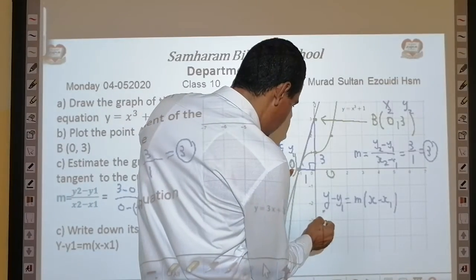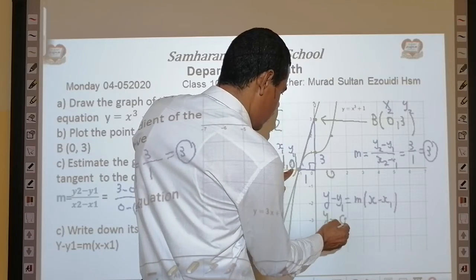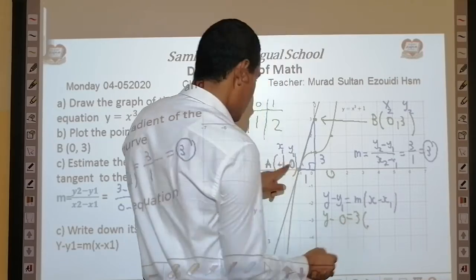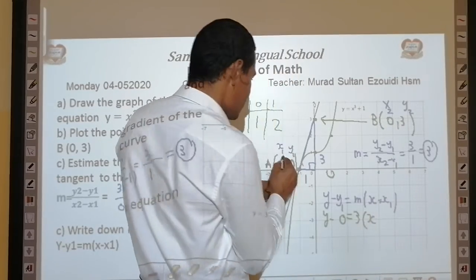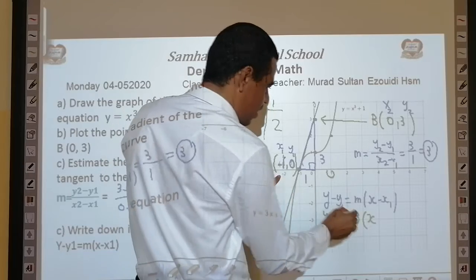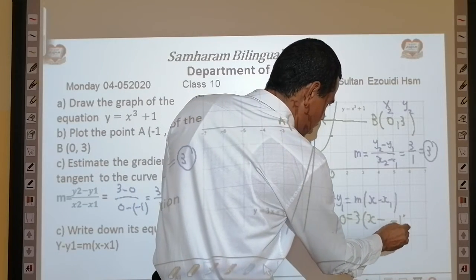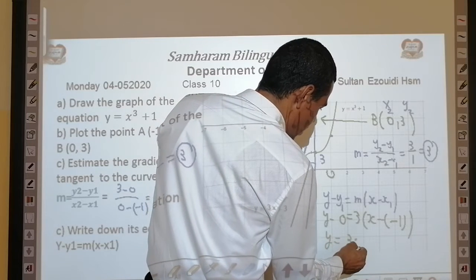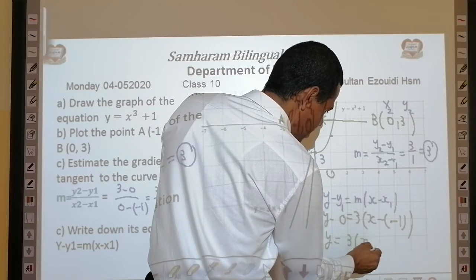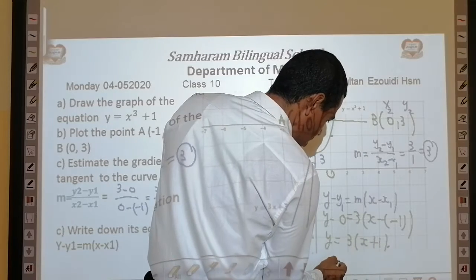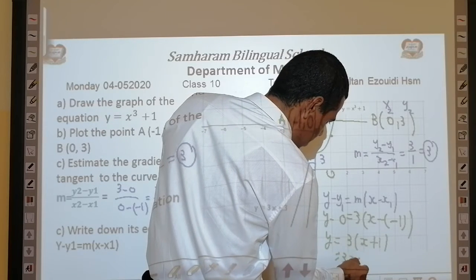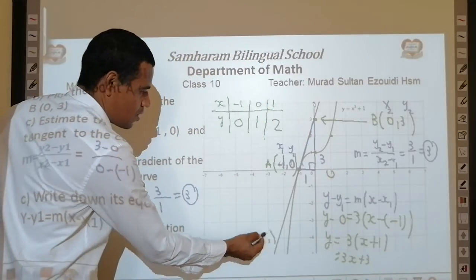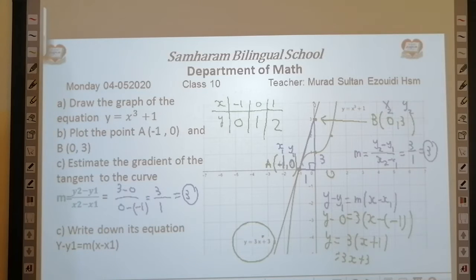So, I will make y minus 0, because y1 equals 0, equal m is 3, multiplied by x minus x1. x1 already is negative 1, so minus negative 1. Then I will close the parentheses. y equals 3x minus, it is plus 1. It will be what, my learners? It will be 3x plus 3. Okay? 3x plus 3. So this one, my learners, is the equation. Okay? We searched it out.